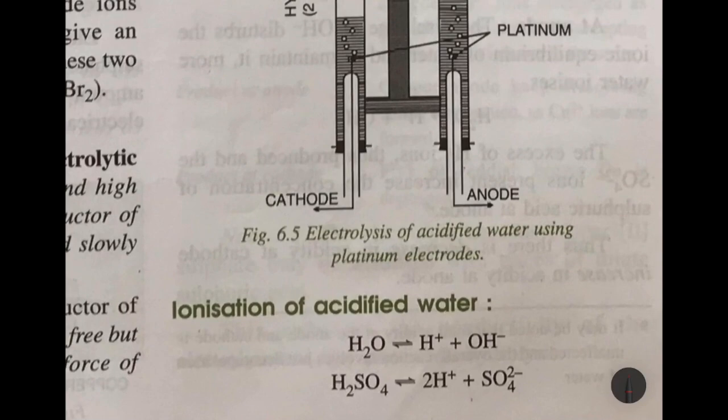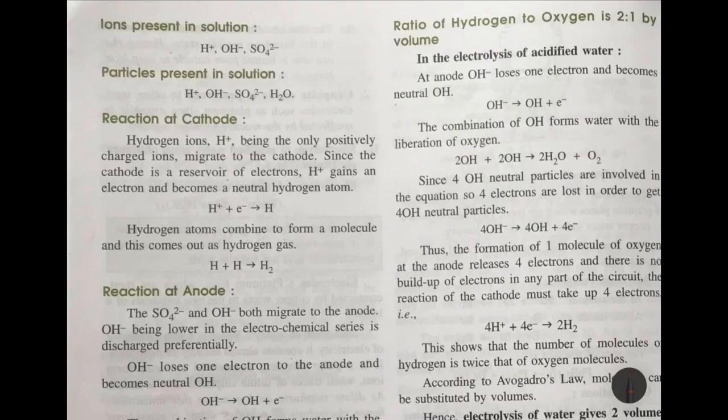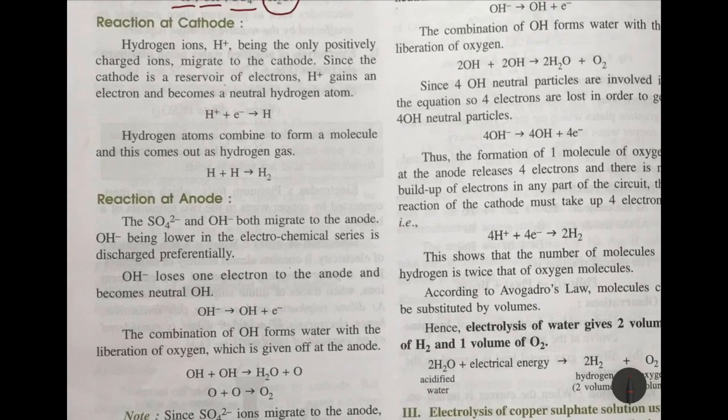Now, which ions do you find in the electrolyte? Water will ionize into hydrogen ions and hydroxyl ions. Sulfuric acid will ionize into hydrogen ions and sulfate ions. So the particles present in solution are three ions, that is hydrogen ion, hydroxyl ion, sulfate ion, and water molecules. If someone asks you which ions are present, you will say hydrogen, hydroxyl and sulfate ions. Hydrogen ions are the only positively charged ions here, so they will migrate towards the cathode.